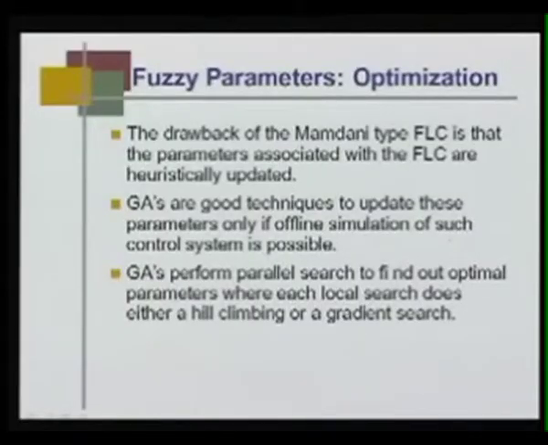So how do we optimize? Normally what the engineer does is heuristically tune these rules, but can there be a proper method of tuning? Normally genetic algorithms are a good technique to update these parameters, but this is only possible if we are doing offline simulation.